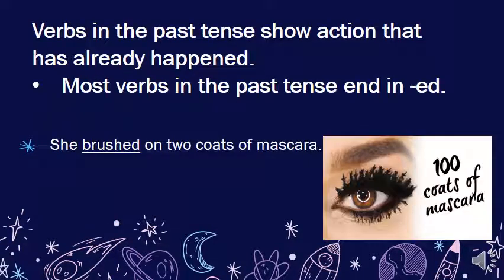Verbs in the past tense show action that has already happened. Most verbs in the past tense end in ed. So in the past, we add ed to the verbs. This is what we usually do. She brushed on 2 coats of mascara, and here I put a picture of 100 coats of mascara. But for the verb, we add ed to show the past.